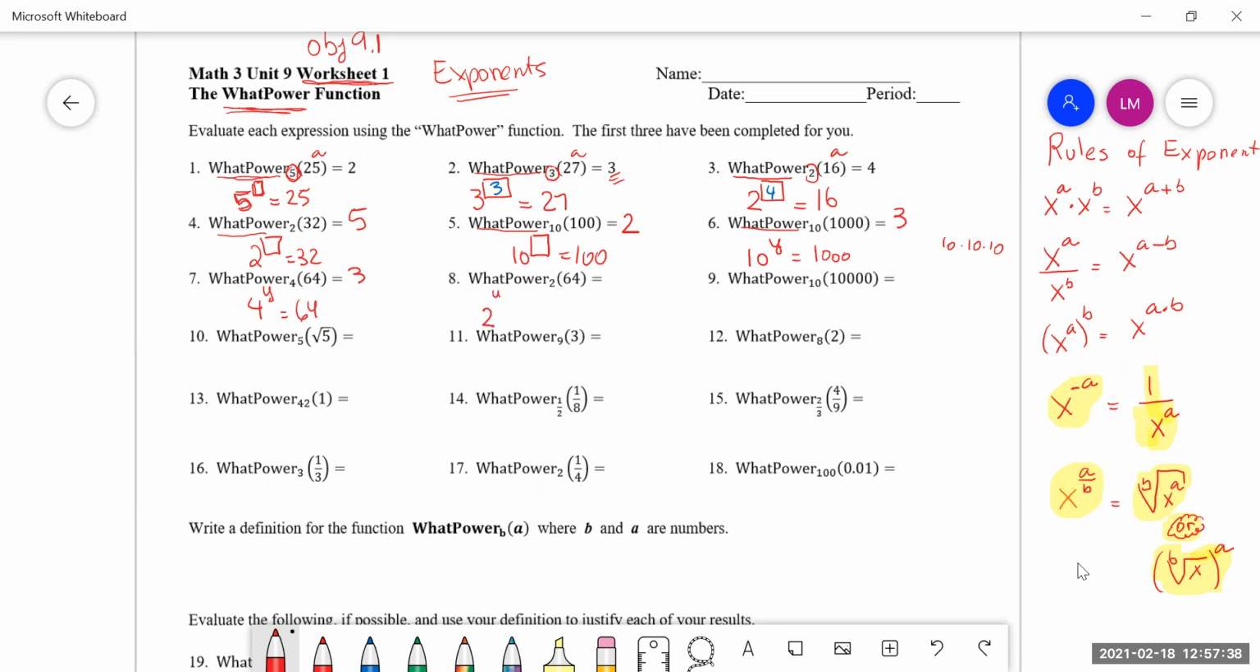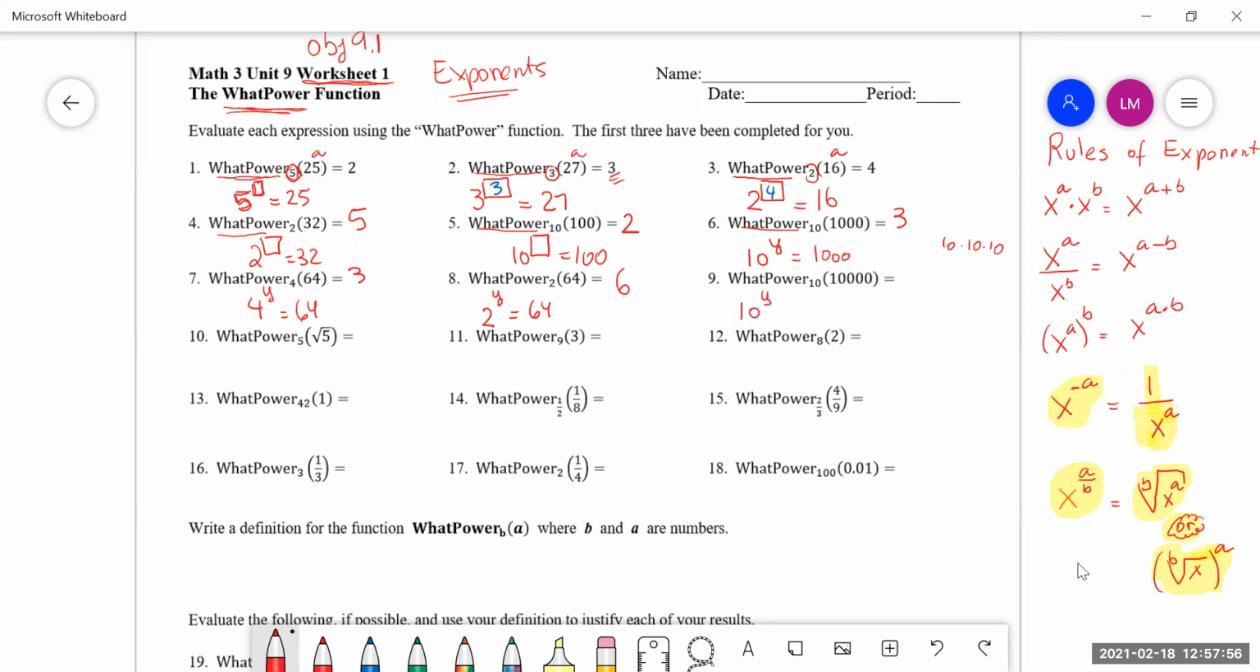2 to what power will equal 64? Now that's 2 times 2 times 2 times 2. Do it, come on, you can do it. Figure it out. 2 times 2 times 2. How many times? It would have to be 6 times. Okay, especially if you create your little list, right?